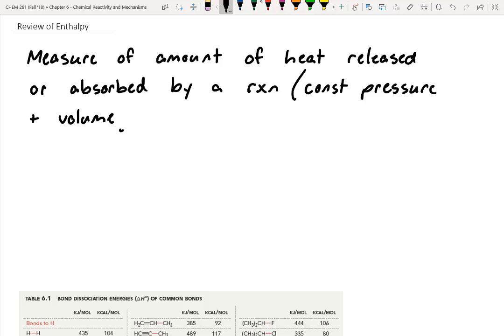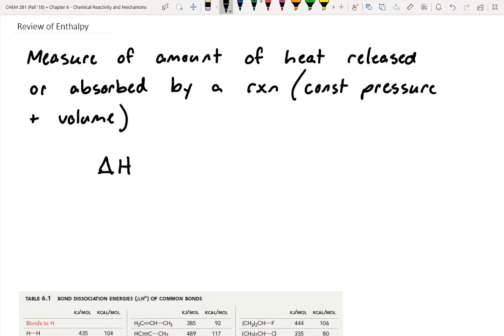So assuming that you're not changing the pressure or volume, you can measure the amount of heat being absorbed or released by a reaction. It's a really important concept, right? Oftentimes in chemistry, we measure this as delta H. What does delta stand for?